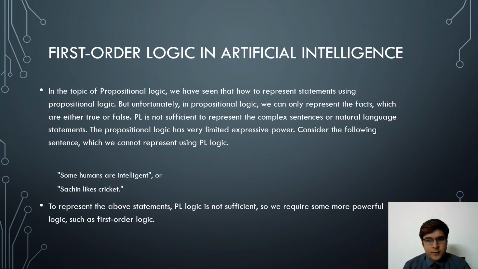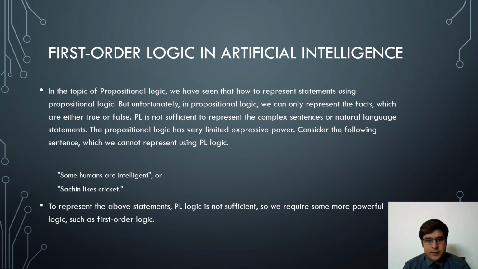First order logic in artificial intelligence. In the topic of propositional logic, we have seen how to represent statements using propositional logic. But unfortunately, in propositional logic, we can only represent facts which are either true or false. Propositional logic, or PL, is not sufficient to represent complex statements or natural language statements. Propositional logic has very limited expressive power.